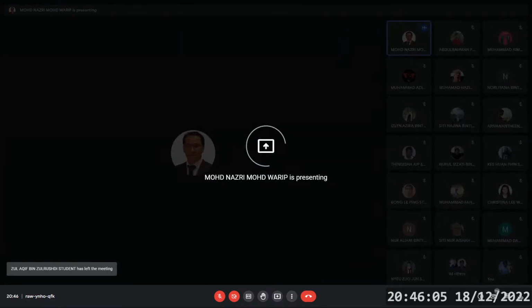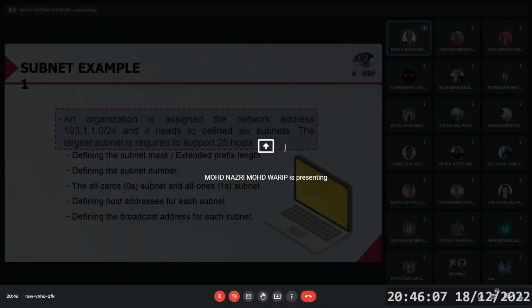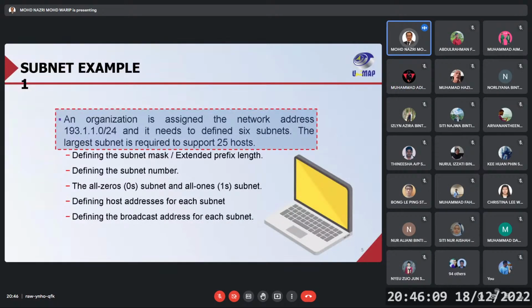Okay, we continue. So now you understand, 193.1.10 is a public IP address, and this one is classful because 193 is in class C and the subnet is /24 prefix. So this one is classful. In order for you to design, the requirement from the company is 6 subnets.